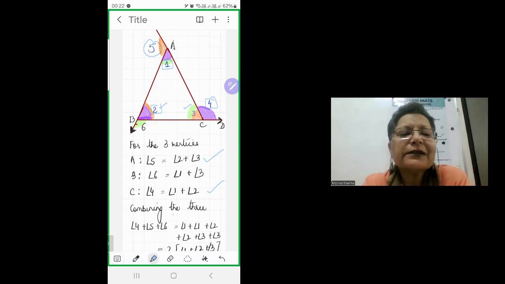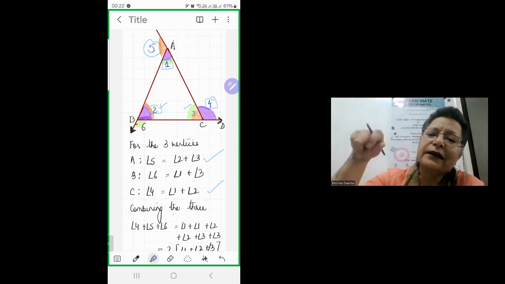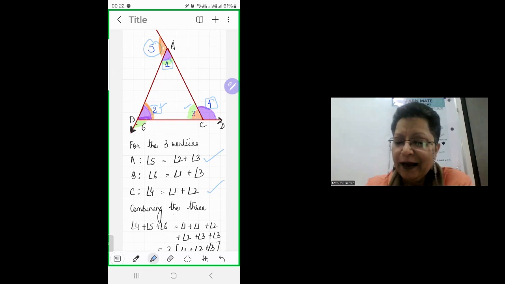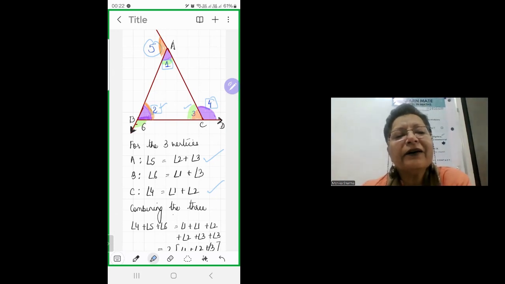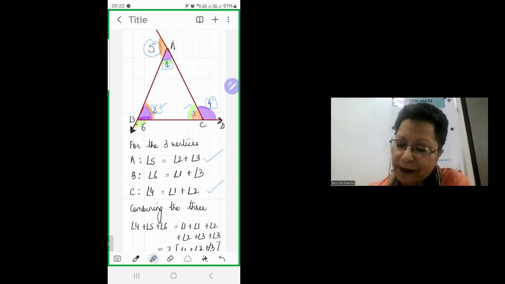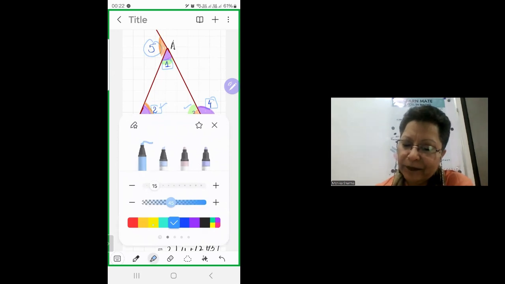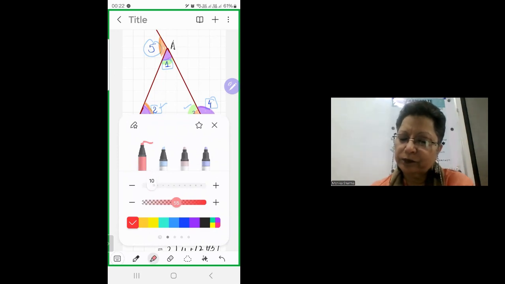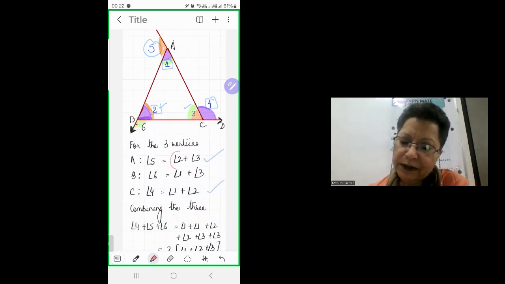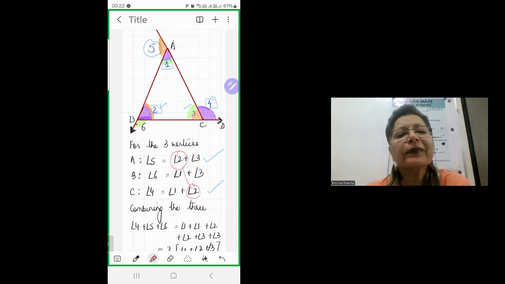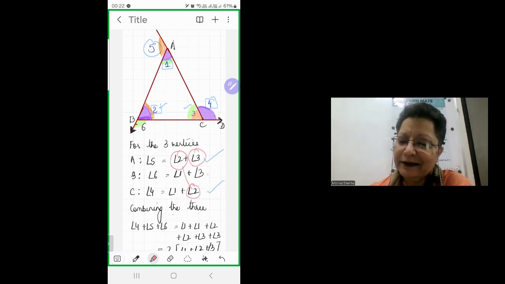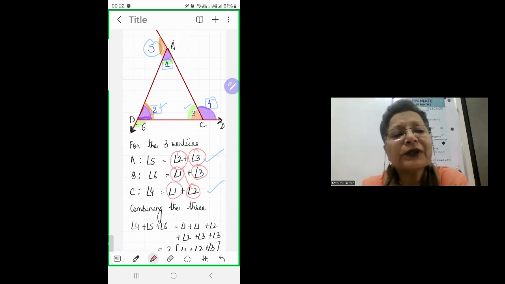Let's combine these three equations. On the left, what will I have? 4, 5, and 6, which is the sum of the three exterior angles at B, A, and C. And on the right, what do I have? I have to add up angle 2 plus 3, 1 plus 3, 1 plus 2. How many times has 2 come? Let's just have a look at that, please. I'm just going to increase the darkness. So angle 2 has come in 2 times. Angle 3 has come in 2 times. And angle 1 has also come in 2 times.